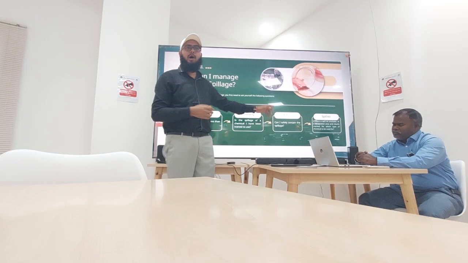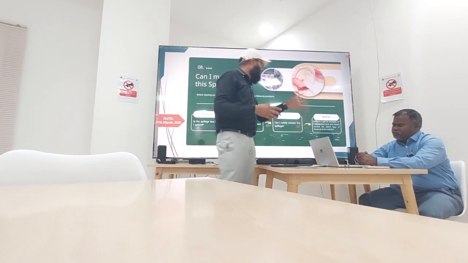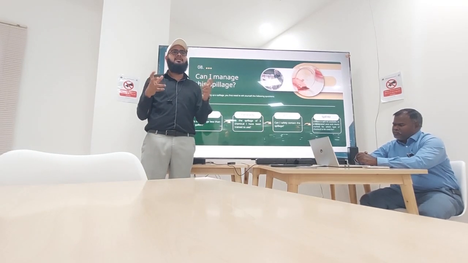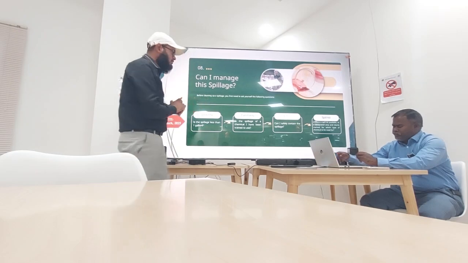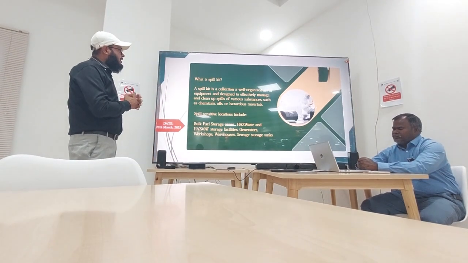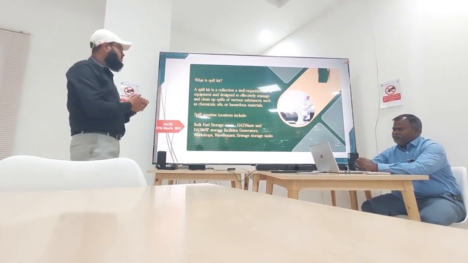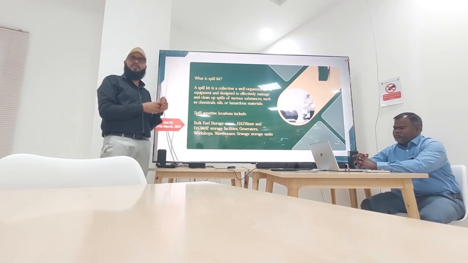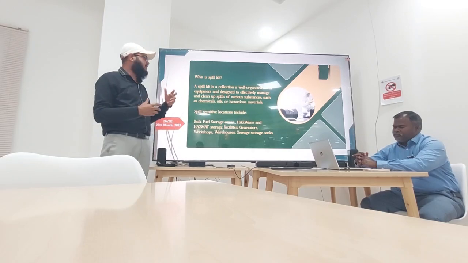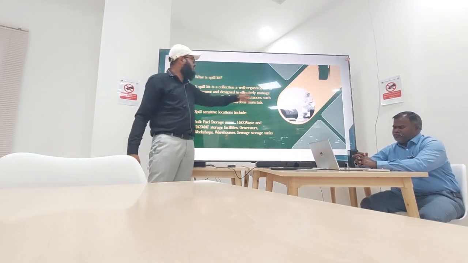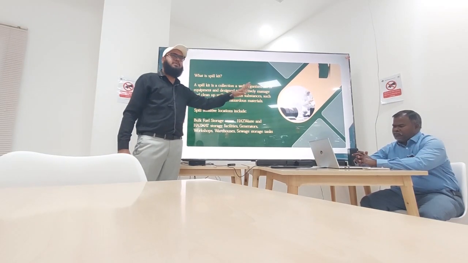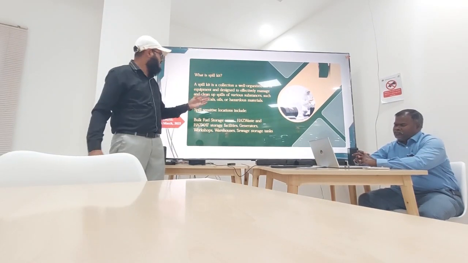Then safety, how safe it is, and a spill kit. Is there any spill kit available in that designated area? This is very important. I think everyone here knows what a spill kit is. Okay, good. So what is a spill kit? A spill kit is a collection of a well-organized set of equipment, and that equipment has different things. I will show you in the next slide. It is designed to effectively manage and clean up spills of various substances, hazardous as well as non-hazardous.